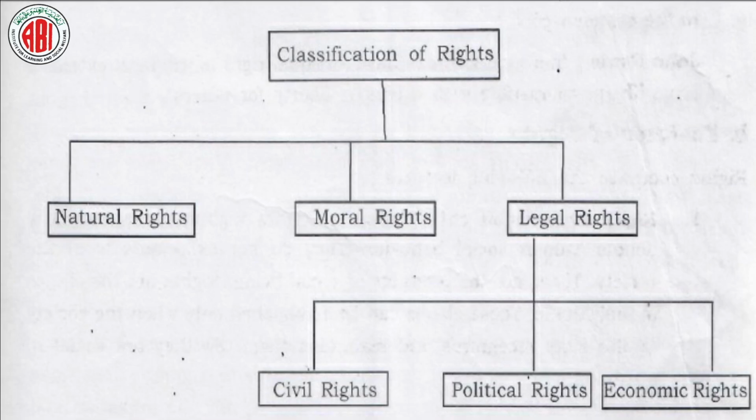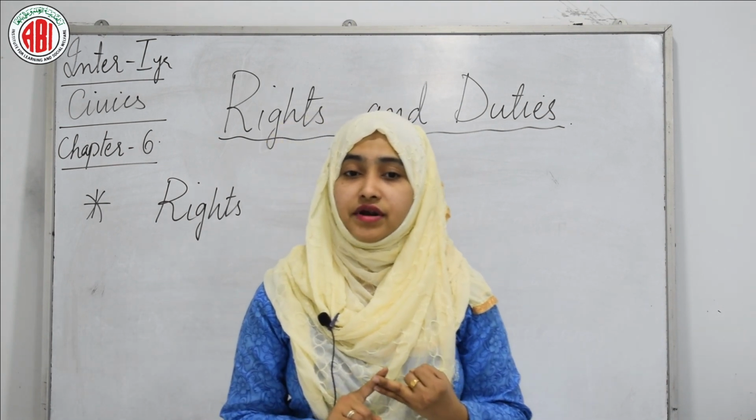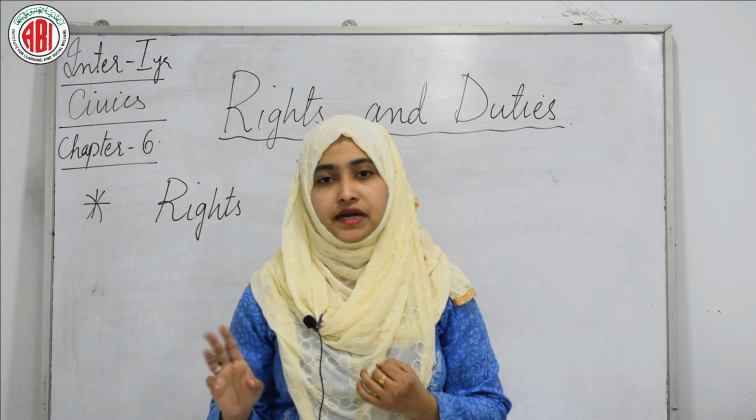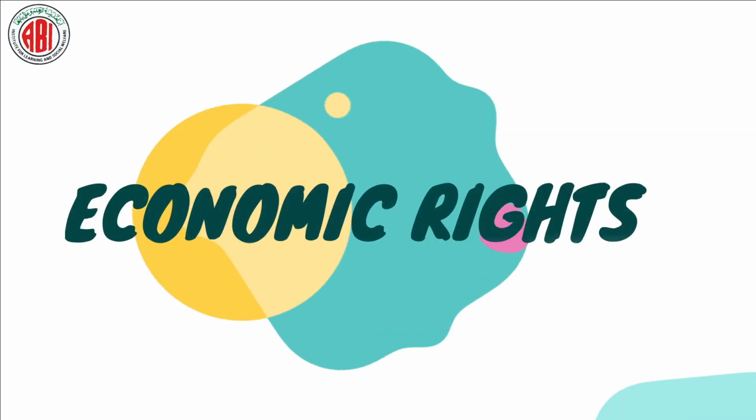See this flowchart of the classification of rights. Within this classification, the legal rights are again classified into three types: civil rights, political rights and economic rights.